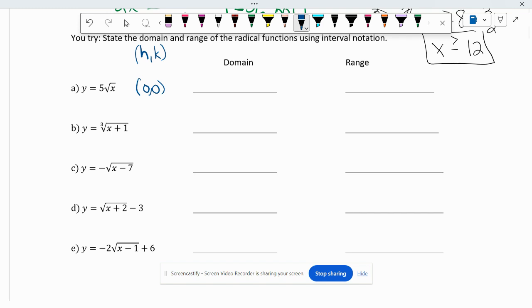So think about your square root functions. If the starting point is 0, 0, that means that all of my x values have to be greater than or equal to 0. And we write it in interval notation as 0, comma, positive infinity. And my range, all of my y values are also greater than or equal to 0. Interval notation, 0, comma, positive infinity.